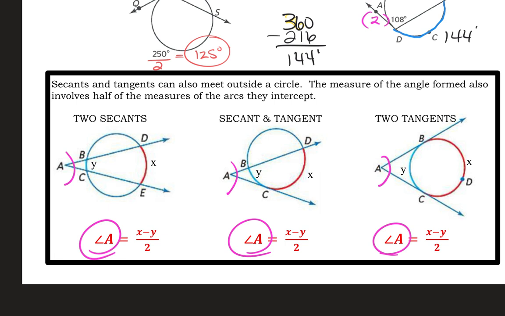So whether it's a 2 secant, a secant tangent, or 2 tangents, it's always going to be the big arc in between the 2 lines. So the big arc minus the small arc. Again, the big arc minus the small arc. And if you notice, my arrow is staying in between the lines. It's always the big one first, okay? I'm not looking at the arcs on the outside.